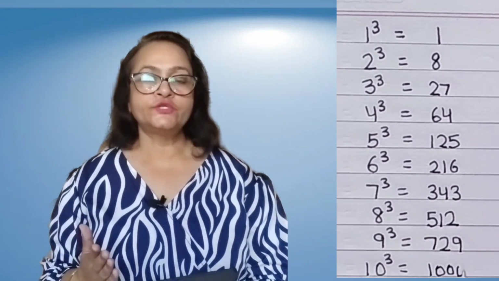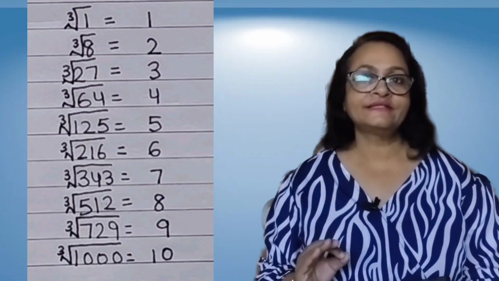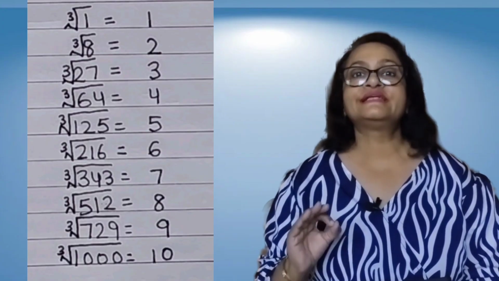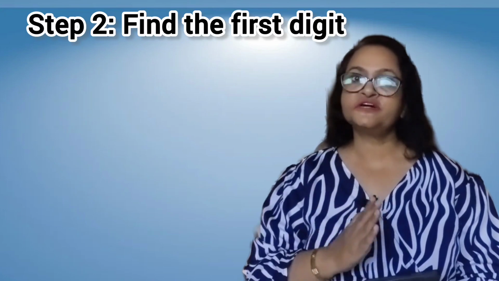And you know 1 cube is 1, 0 cube is 0. So just remember this chart. That is why by just looking at the last digit of the cube, we can tell the last digit of the cube root also. Step 2 is finding the first digit.